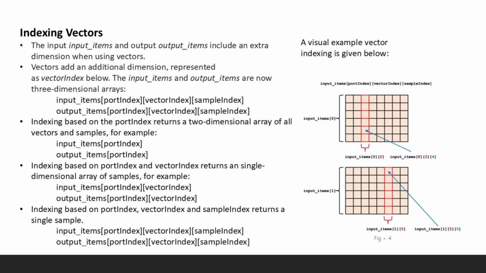Indexing based on port index and vector index returns a single-dimensional array of samples. For example, input_items[port index][vector index], output_items[port index][vector index]. Indexing based on port index, vector index, and sample index returns a single sample: input_items[port index][vector index][sample index], output_items[port index][vector index][sample index]. A visual example of vector indexing is given in Figure 4.